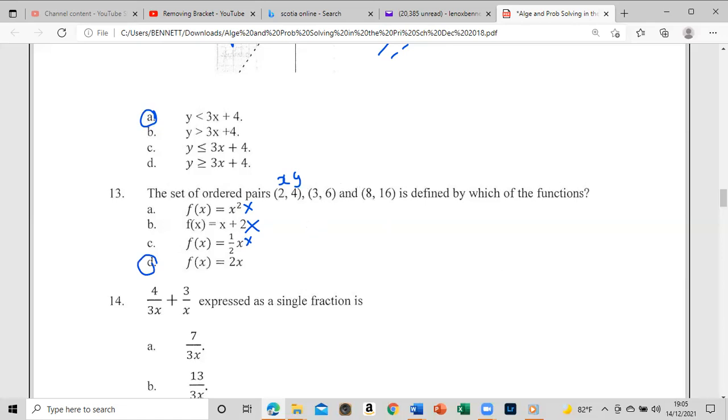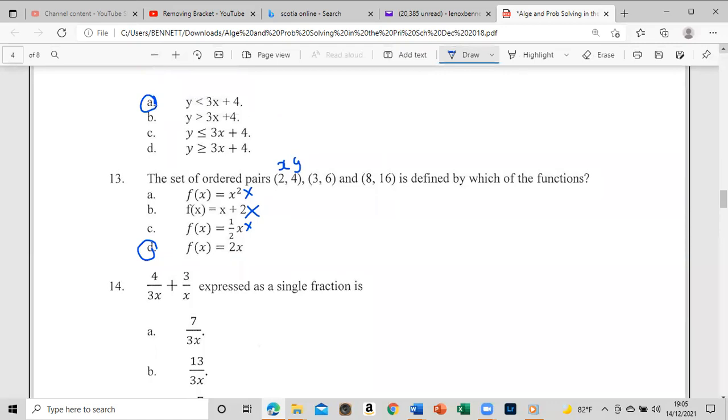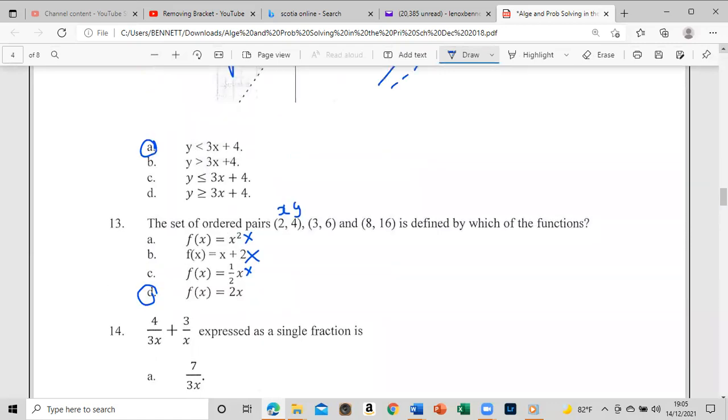All right, number 14. 4 over 3x plus 3 over x expressed as a single fraction. Work it out, no matter, go down there and work it out.